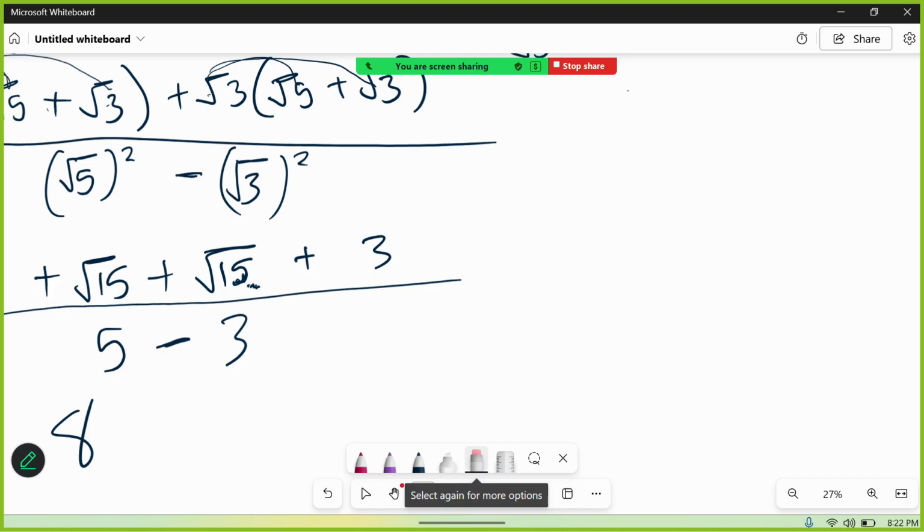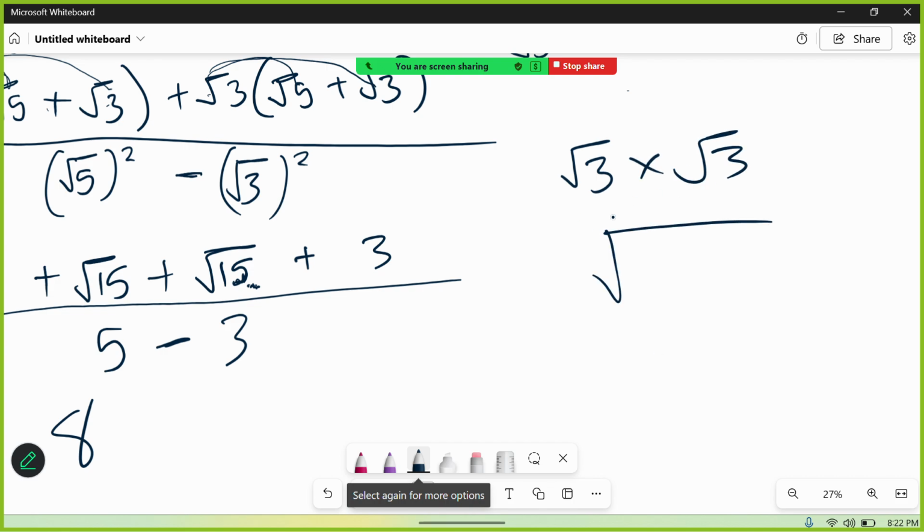3 times root 3 now. See how to do it. Root 3 times root 3. So we bring out the roots and multiply the numbers. That is 3 times 3, right?